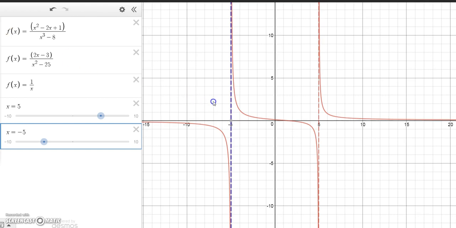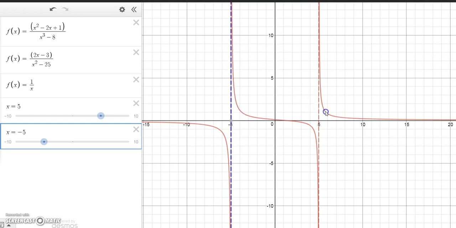hang on just a second, let me turn that off. Alright, so here's the vertical, well the red is the graph, but here's the vertical asymptote at x equals -5. And notice as you approach -5 from the left, the graph decreases without bound. As you approach -5 from the right, the graph increases without bound.